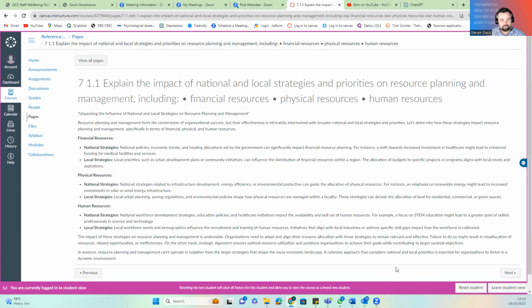So let's look at 1.1, where we explain the impact of national and local strategic drivers, including financial, physical, and human resources. A strategic driver in national strategy is something that comes out of the government or local authorities. For example, a strategic driver might be: we want to do early identification of high blood pressure, and we want to ensure that everyone over 40 is able to have their blood pressure taken. So that's a national strategic driver.